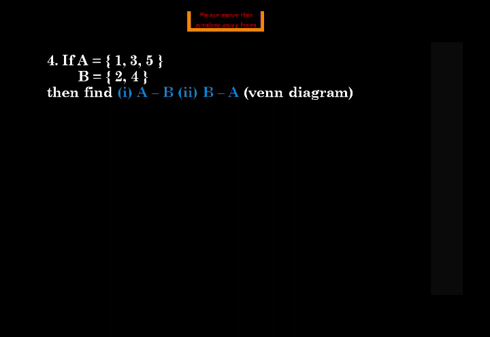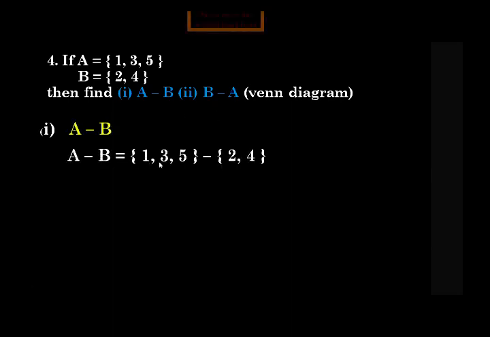Now we are starting question number 4. That is, we have two sets, set A and B. Set A is 1, 3, 5, set B is 2 and 4. We have to find A minus B and B minus A. Also draw the Venn diagram of this question. So the first one is A minus B. Write down the elements of A and B. You can see that this is a disjoint property. No element is common in both the sets. So we will write down the answer of the first, that is 1, 3 and 5.